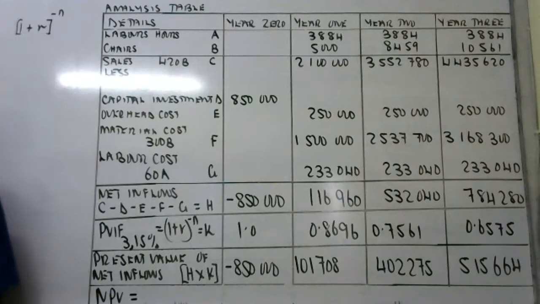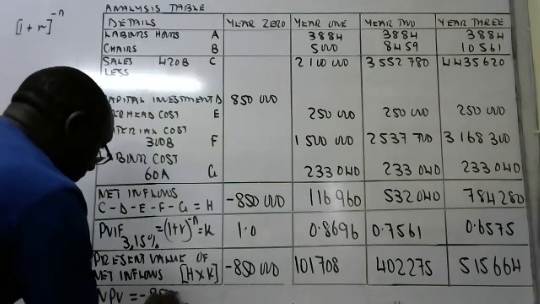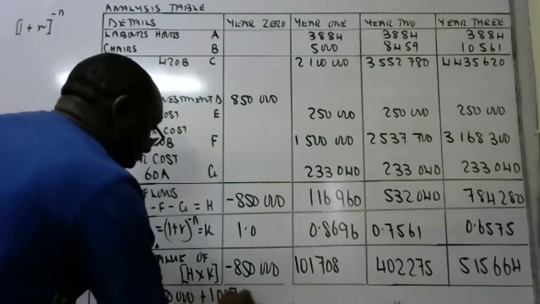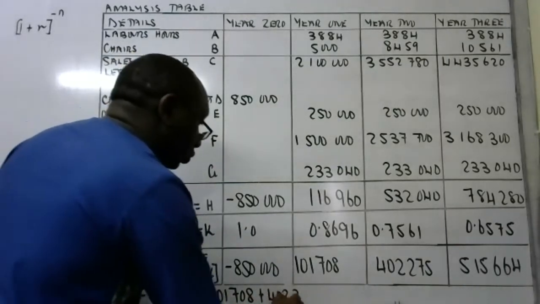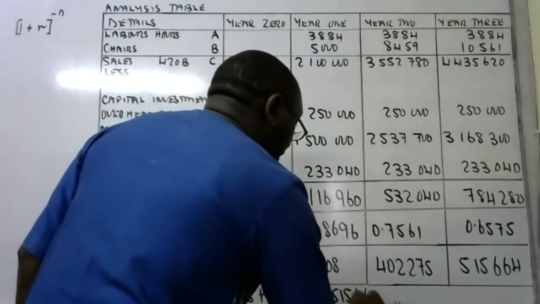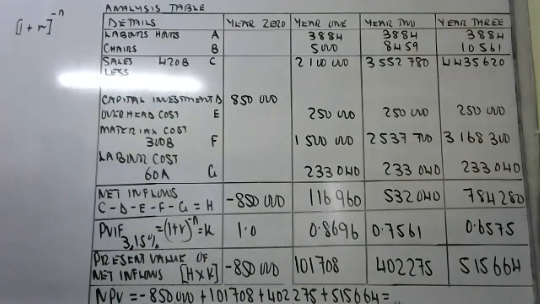remember NPV, it is the inflows minus the outflows, eh? So it is basically this one, you just add all of them. So utasema minus 850,000 plus 11708 plus 402,275 plus 515,664. So we are adding that way.